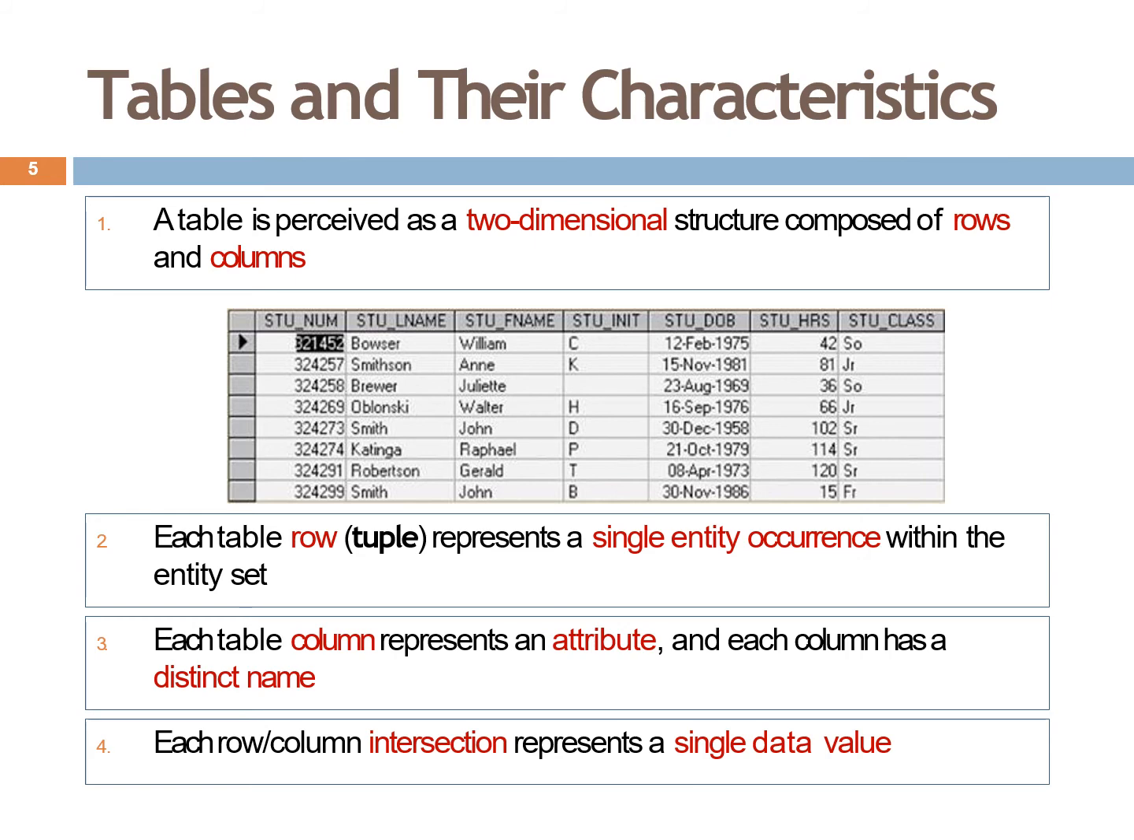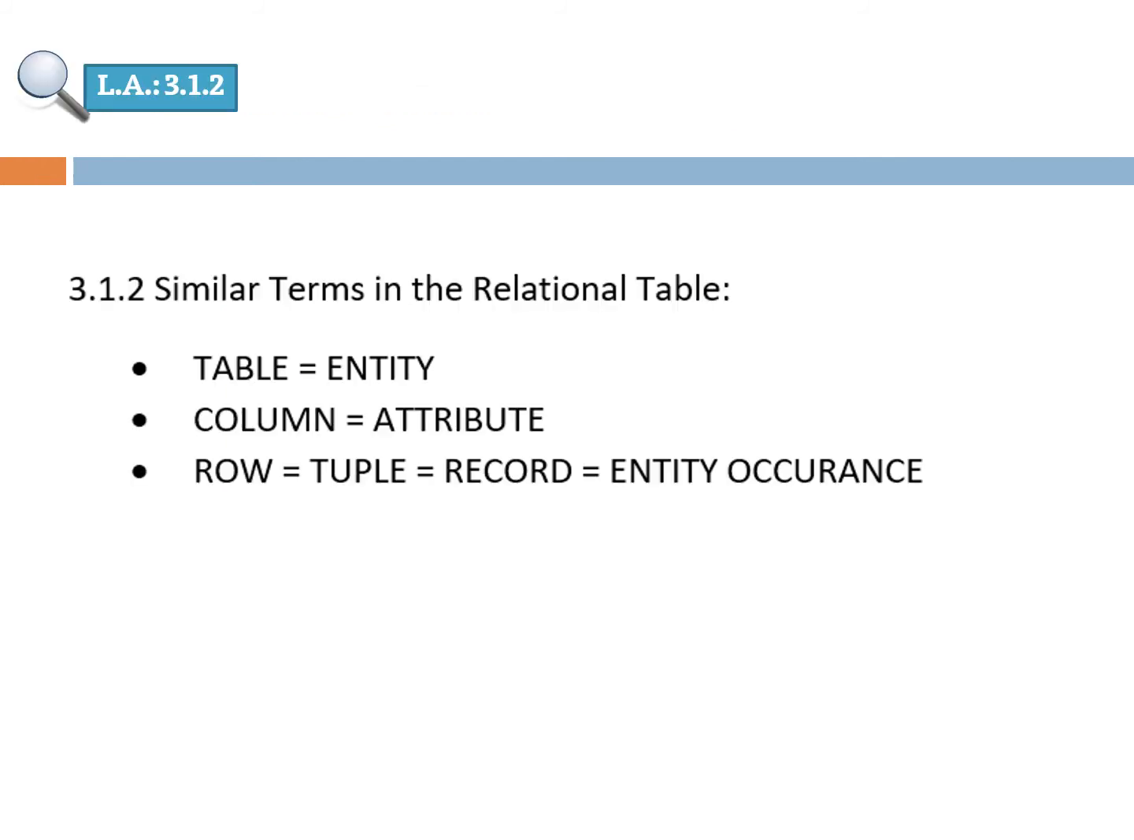And then we go to column. So a column is an attribute, and a column has a distinct name. Distinct name bermaksud nama yang khusus, nama yang berbeza, a different name. Okay, each row and column intersection represents a single data value. So as shown in the lecture attachment 3.1.2 are different terms that are used to refer to table, to refer to column, and to refer to row. And by now you should be very familiar with these terms.